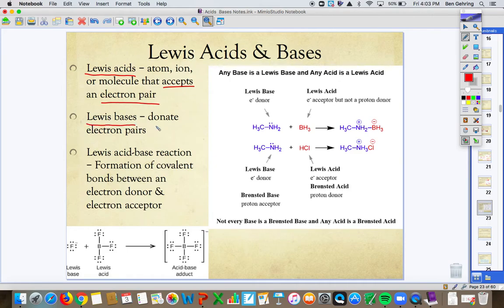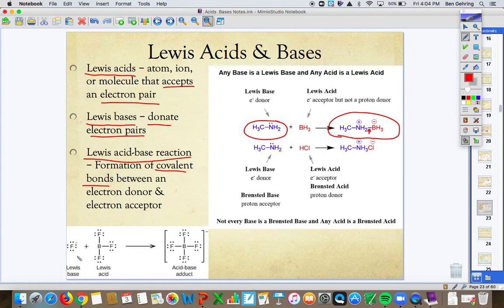Bases, those electrons had to come from somewhere, so bases donate electron pairs. So his definition is a little bit different. But when you have a Lewis acid-base reaction, you create a covalent bond between your electron donor and electron acceptor. For example, we have this situation here that you are combining these two substances to form this substance by this covalent bond right here. And so this is our covalent bond, which is formed from these two initial reactants.